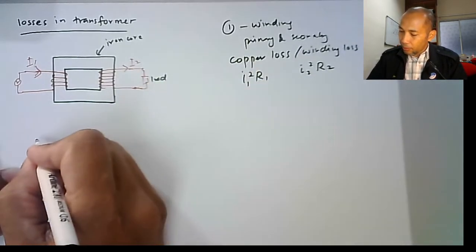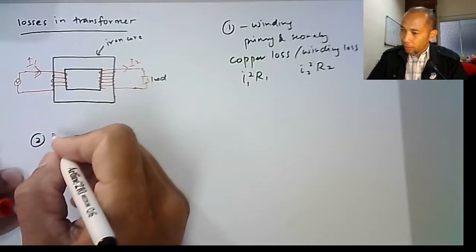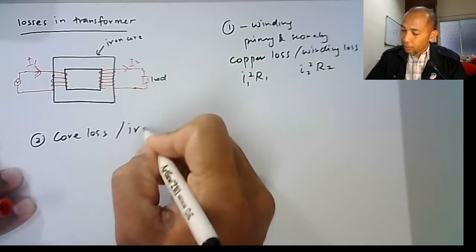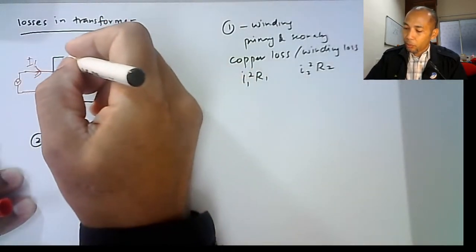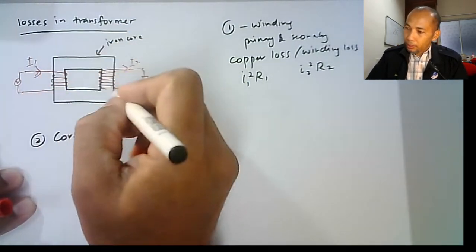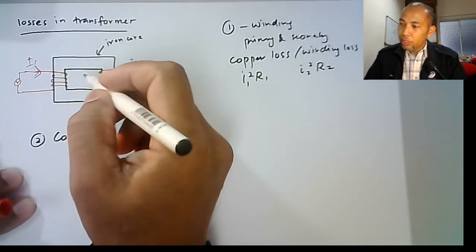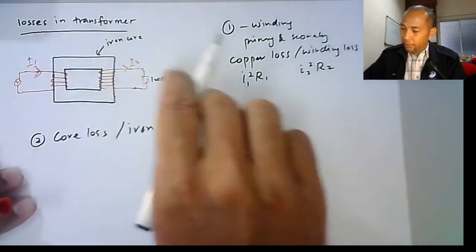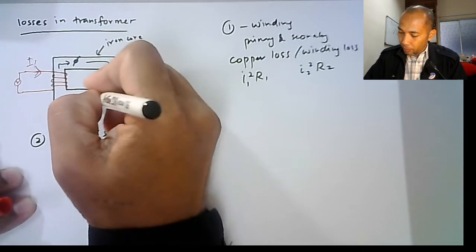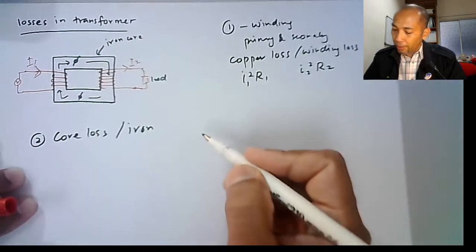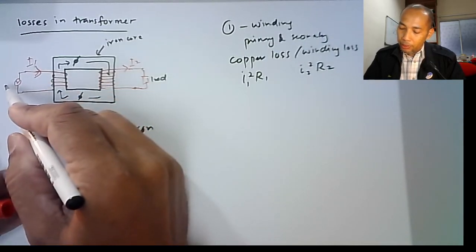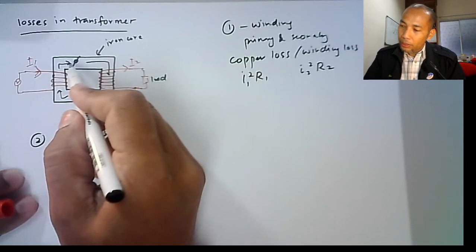The second type of loss is core loss. Sometimes we call it iron loss. This is due to the magnetic core. This loss is due to the alternating flux. Flux will flow through the iron core. This flux is alternating because our input is sinusoidal, so the flux also will be sinusoidal.